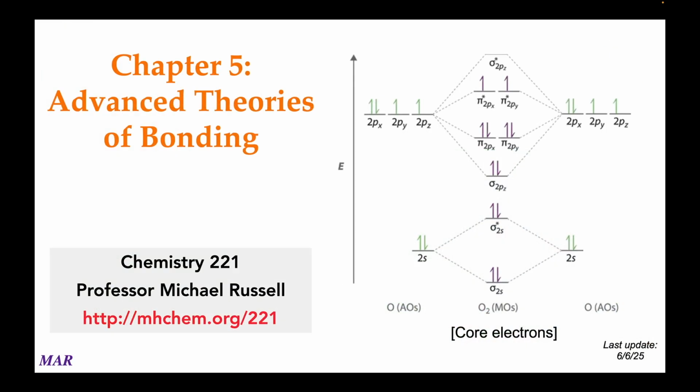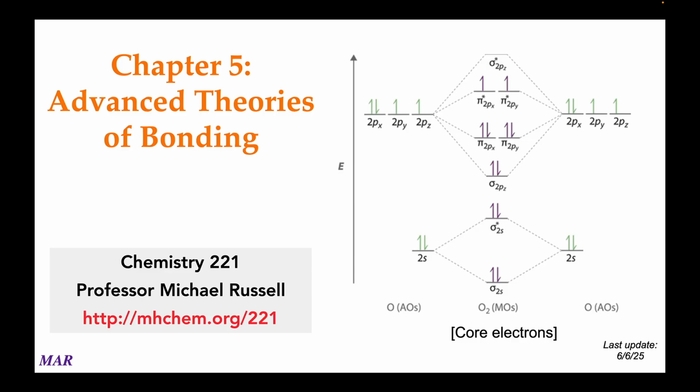Greetings and welcome to the complete lecture for Chapter 5 of Chemistry 221, which is entitled Advanced Theories of Bonding. In this section, we will look at the two main theories of bonding that are used by chemists a lot. One is called valence bond theory, and the other one, which is shown there on the picture on the right, is molecular orbital theory.